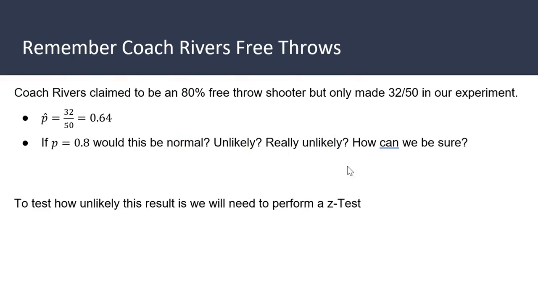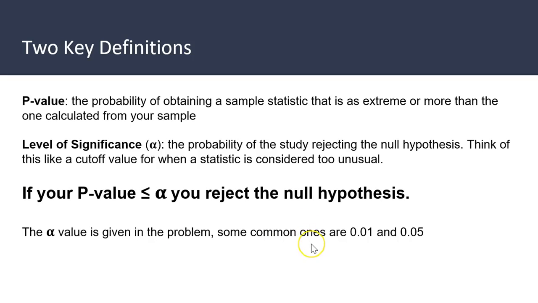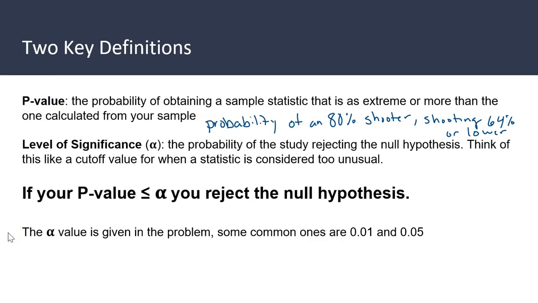To test how unlikely this result is, we're going to do something called a z-test. To do a z-test, you need to know two things. The p-value is the probability of obtaining a sample statistic that is as extreme or more. In our case, Coach Rivers only shot 64%, so the p-value would be the probability of an 80% shooter shooting 64% or lower.